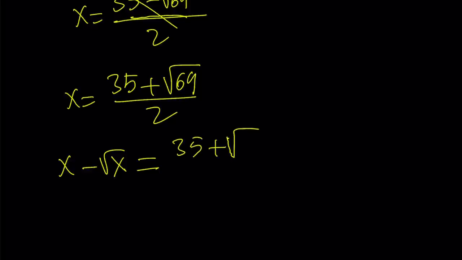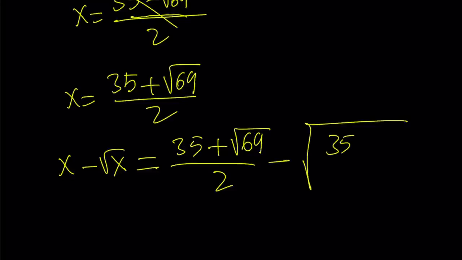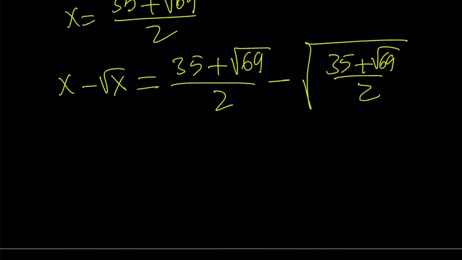You'll get 35 plus the square root of 69 over 2, minus the square root of 35 plus the square root of 69 over 2. So we have a nested radical here, so we're going to denest it. How do you denest this expression? Let's go ahead and talk about that. That's kind of fun to do.